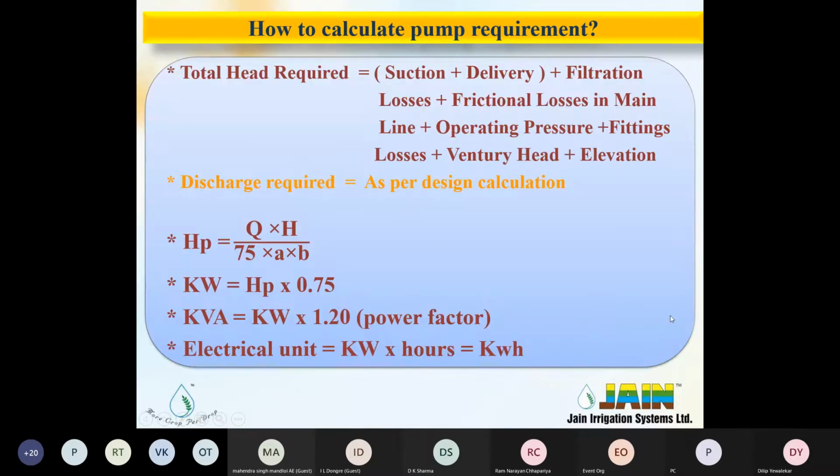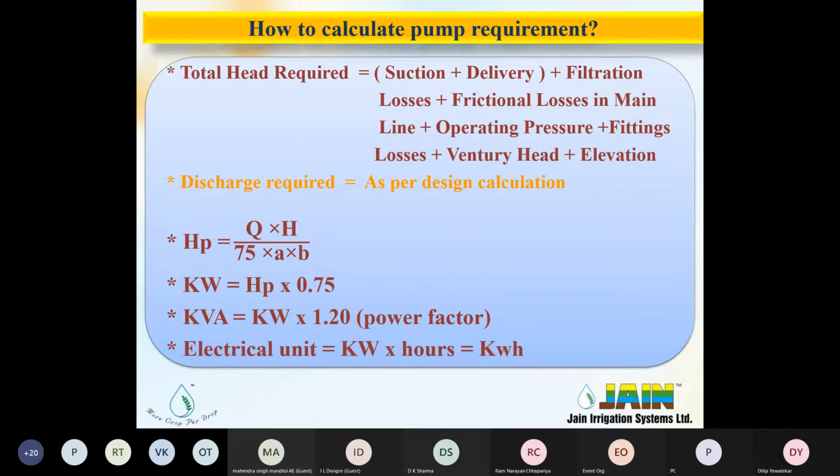Now, if somebody wants to know which pump is required, there are some methods to work it out. First, you need to know how much head is required and how much discharge. The total head you can calculate using this formula: suction head plus delivery head plus filtration losses, frictional head losses in the main line pipeline, operating pressure, fitting losses, venturi head, and elevation. This is required. Then discharge is as per design, and with the help of this formula you can work out how much HP is required.